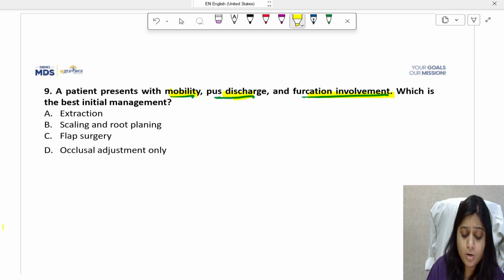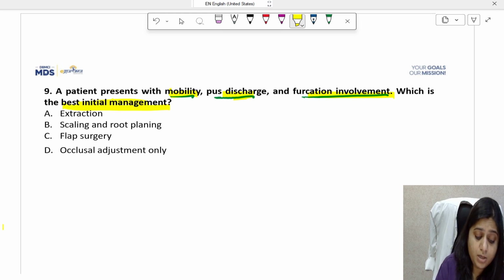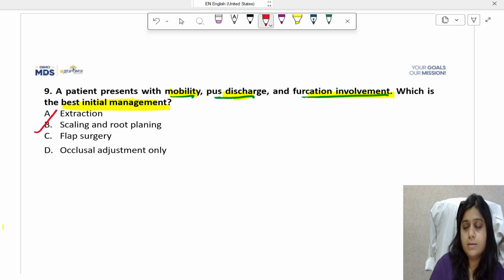Occlusal adjustment will not be the first, the best initial management. Look at the keywords, guys. Keywords are very important. So the answer here will be B. Some of you might get confused with D, but D cannot be the answer here because when these signs are present, we first have to do scaling and root planing and see whether there is mobility present or not. After that, if it is still there, you have to look for signs of trauma from occlusion also.